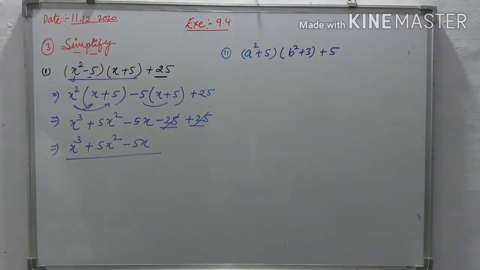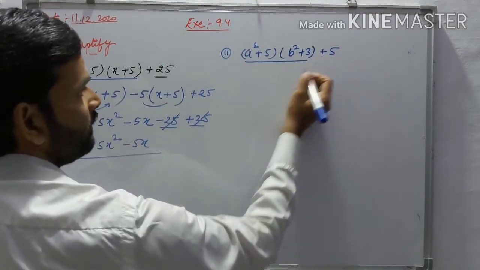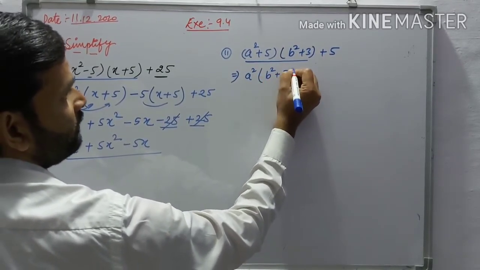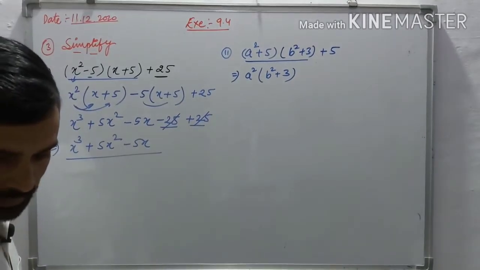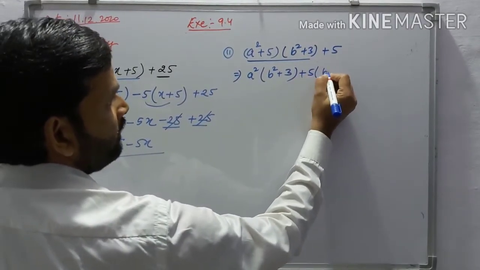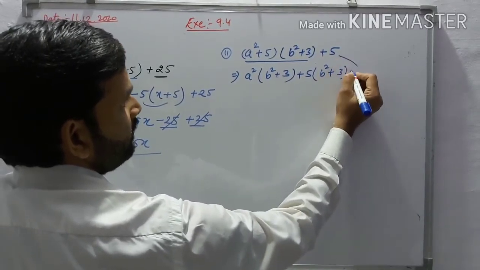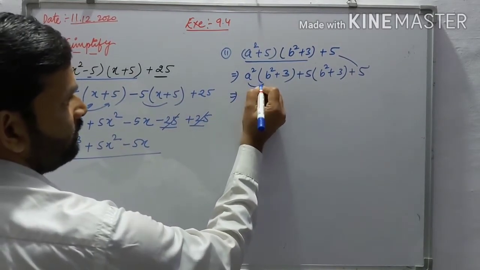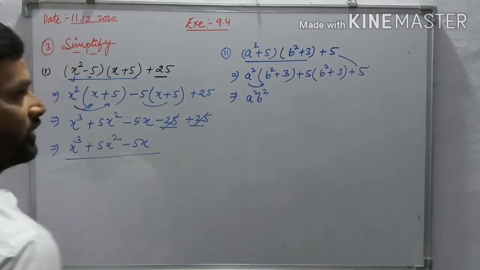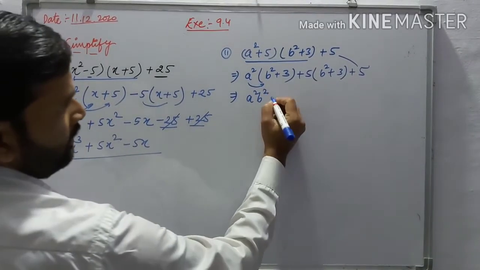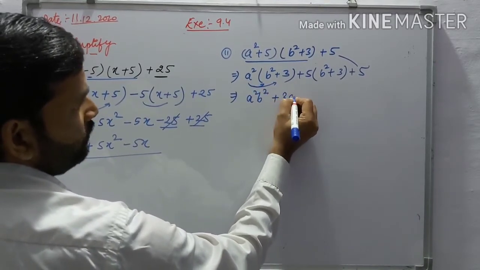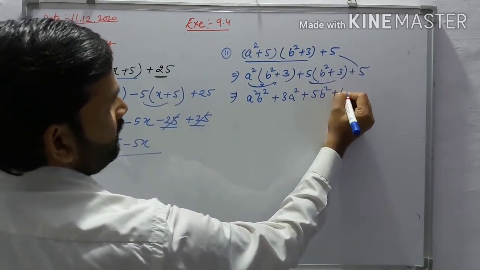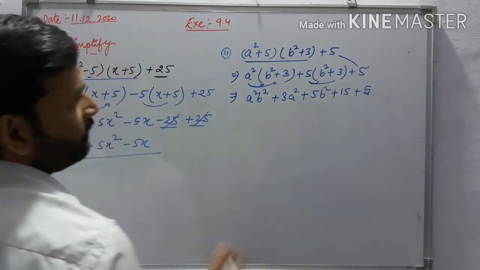Okay, now same method, first we solve the bracket, then the additional part. The first term is a square, b square minus a plus 5, and plus 5 and b square plus 3, and the additional part will be write the 5. Now multiplication, first term to first is a square b square, and plus 3a square plus 5b square, and plus 5 times 3 is 15, and plus additional part of 5.